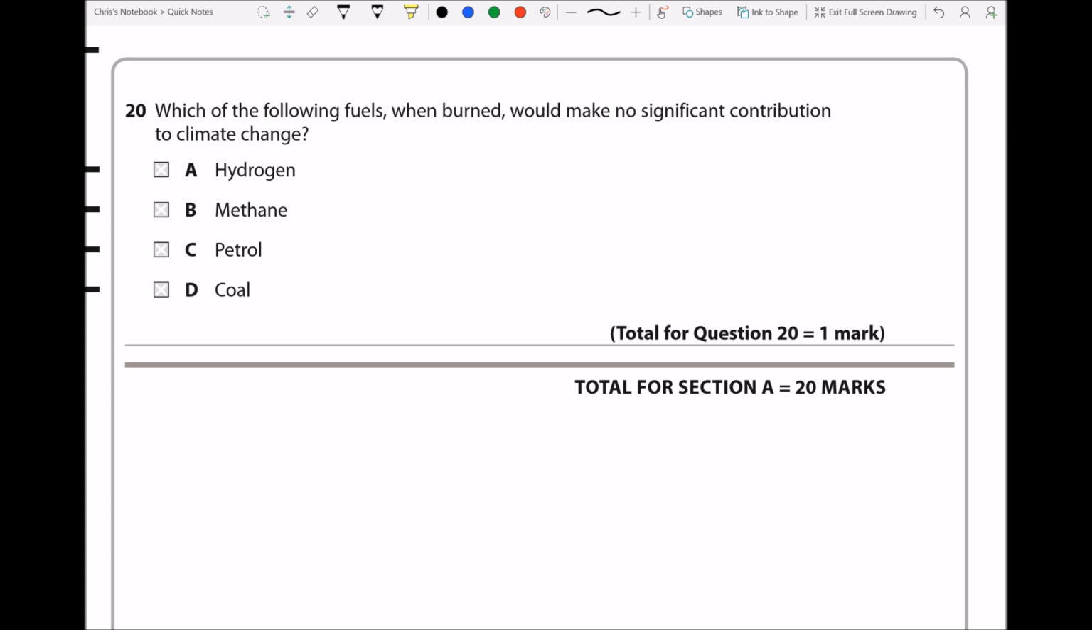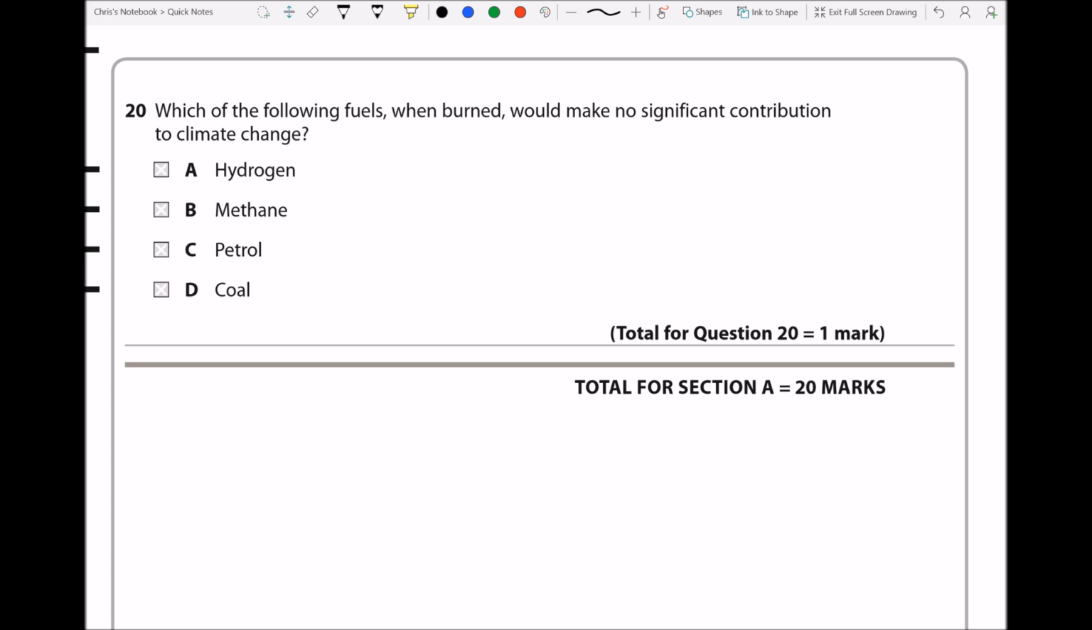Okay, and then on to the final one, which is question 20. Which of the following fuels, when burnt, would make no significant contribution to climate change? Okay, when we burn a fuel, we produce carbon dioxide, which is a really potent greenhouse gas. So fossil fuels are things like methane, petrol, and coal. They're all fossil fuels. So when we burn them, they produce carbon dioxide.